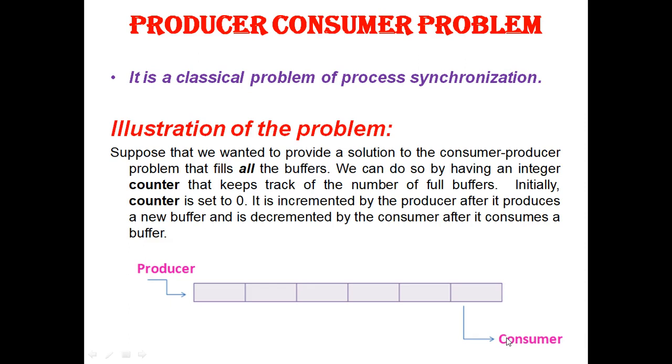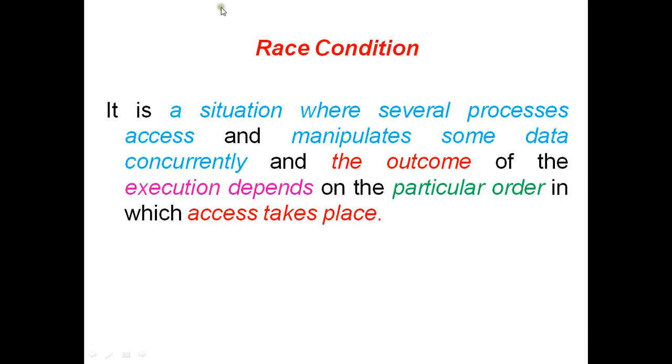Synchronization means there should be an understanding, so concurrent access cannot take place between producer and consumer. In order to avoid this concurrent access, we should have certain synchronization between producer and consumer. Simultaneous access of the items inside the buffer is not allowed because we cannot keep track of the counter value. So this producer-consumer problem leads to a definition called a race condition.